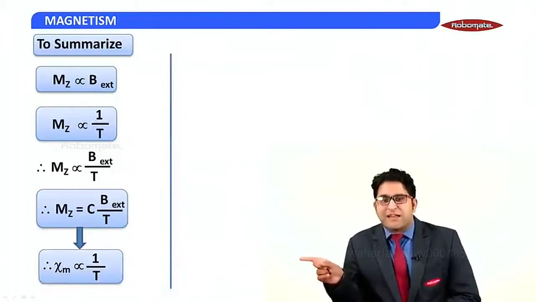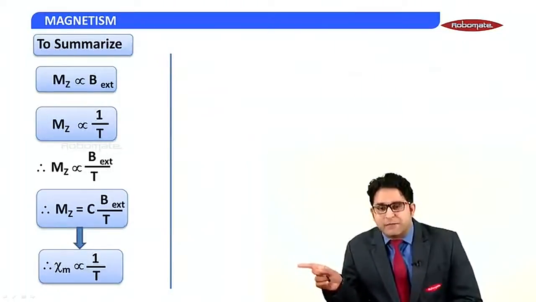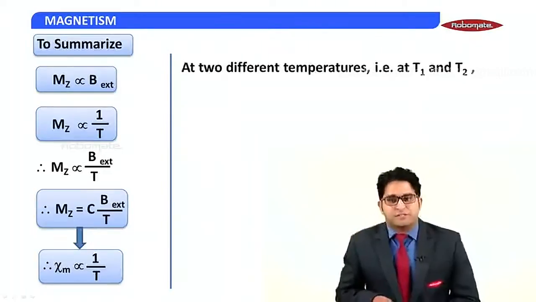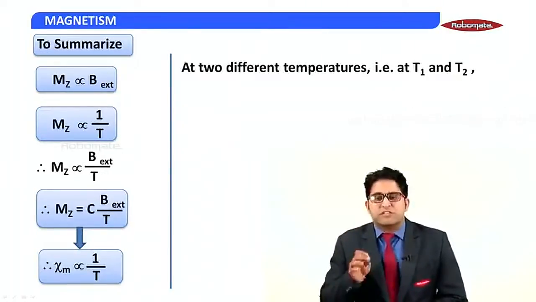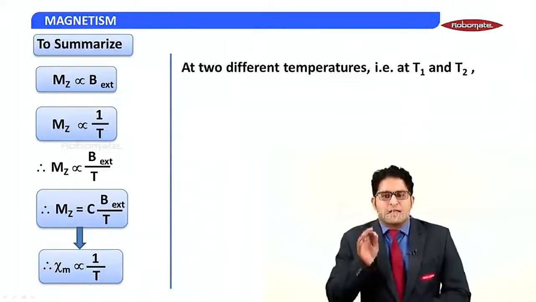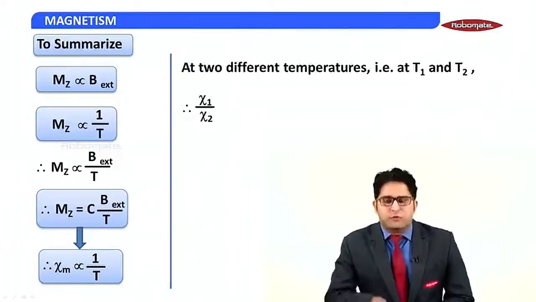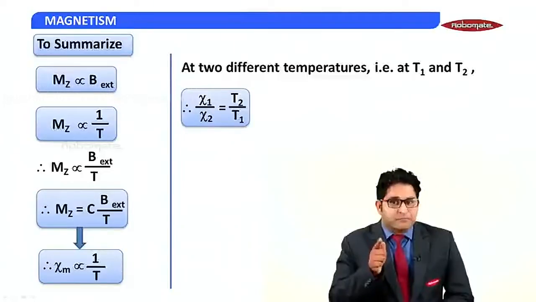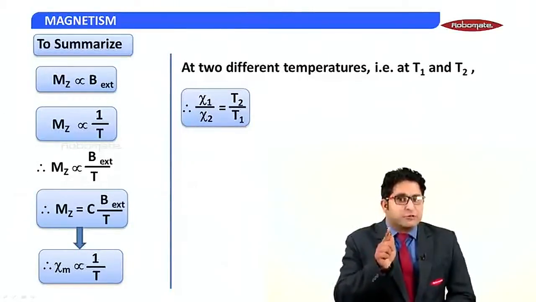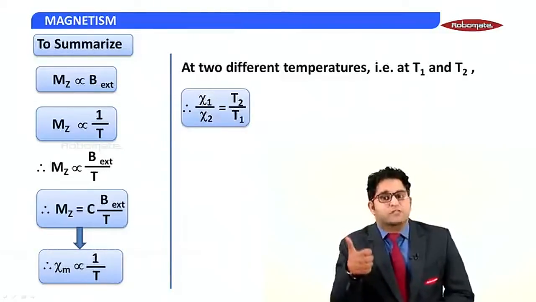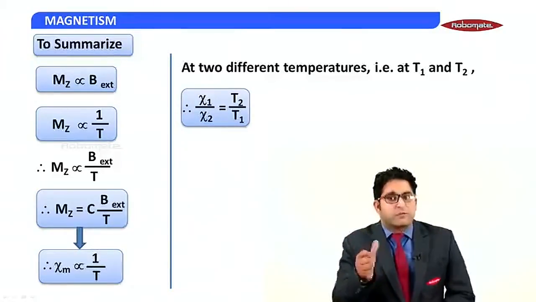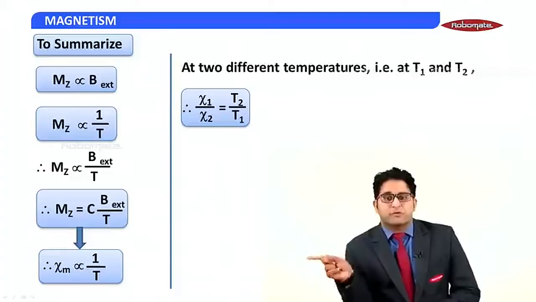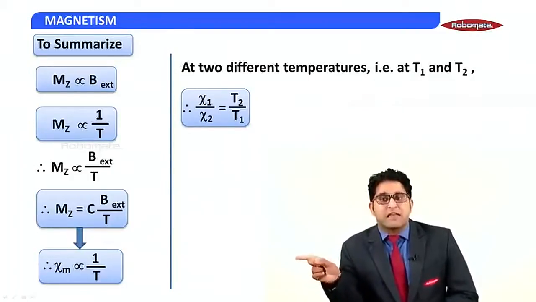Now we can write the relation of magnetic susceptibilities for two different temperatures. So at two different temperatures T1 and T2, I can write xi1 upon xi2 is equal to T2 upon T1. Students, take care. On the right hand side there is T2 upon T1 and on the left hand side there is xi1 upon xi2. Why such a relation? Because they are inversely proportional.